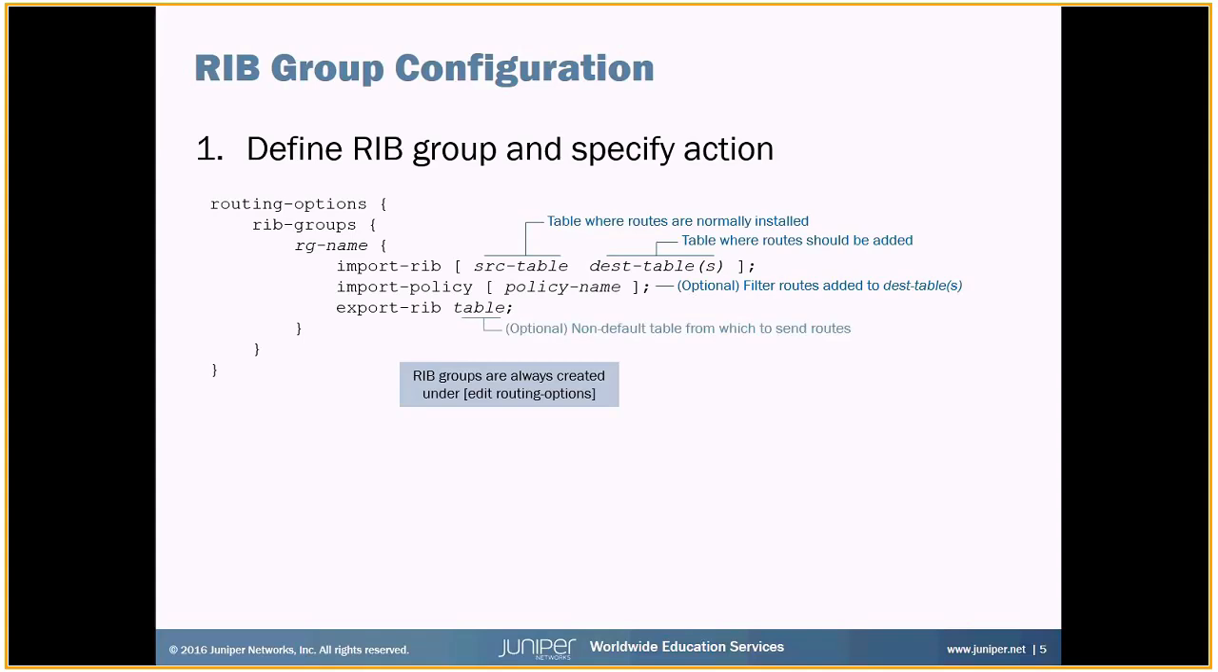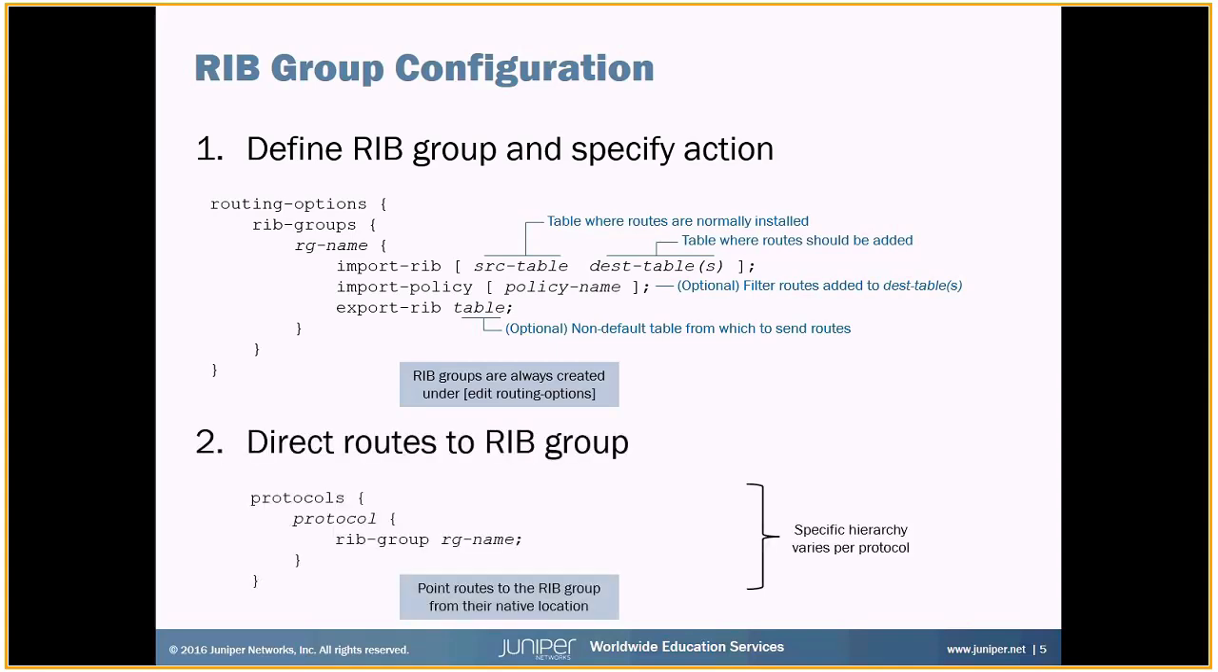And lastly, another optional item is that export rib option. As you saw on the previous page and slide, it allows you to pull routes and export them from a non-default or a non-native routing table. And this allows you to do that using the export rib statement. And you simply identify that non-default table that you want to pull and export from. So all of that is the first step here, defining the rib group and specifying the particular action of the options that are available.